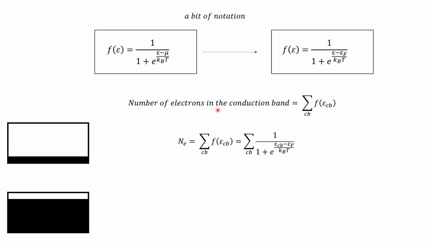And the number of electrons in the conduction band we're going to represent with this symbol, N of E. So N of E is the number of electrons in the conduction band. So it is the number of free electrons. So using the new notation, the Fermi-Dirac distribution will read like that, where this term is the energy of an orbital in the conduction band.